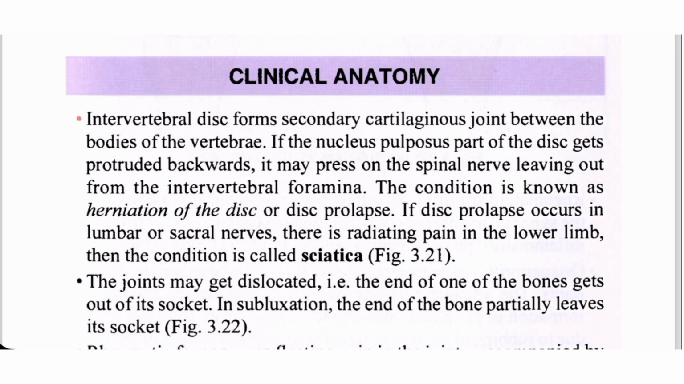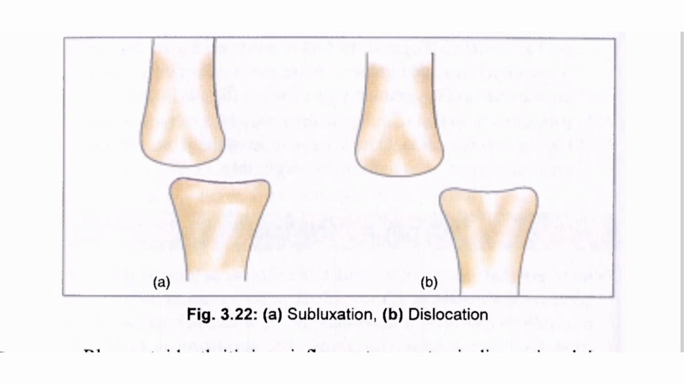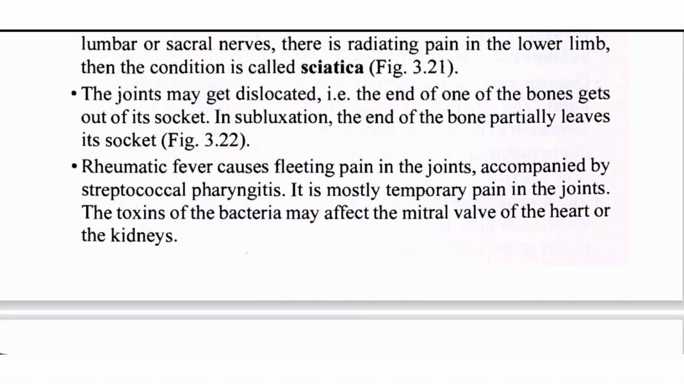Next is joint dislocation. So whenever two bones meet, they form a joint, and that joint is like a socket, right? Sometimes a bone slips away from that socket, and if it slips away completely, that is known as a dislocation. But if it slips out partially such that some part of it is still in that joint capsule, that is known as subluxation. So dislocation is complete movement out of the socket, and subluxation is a partial movement out of the socket.